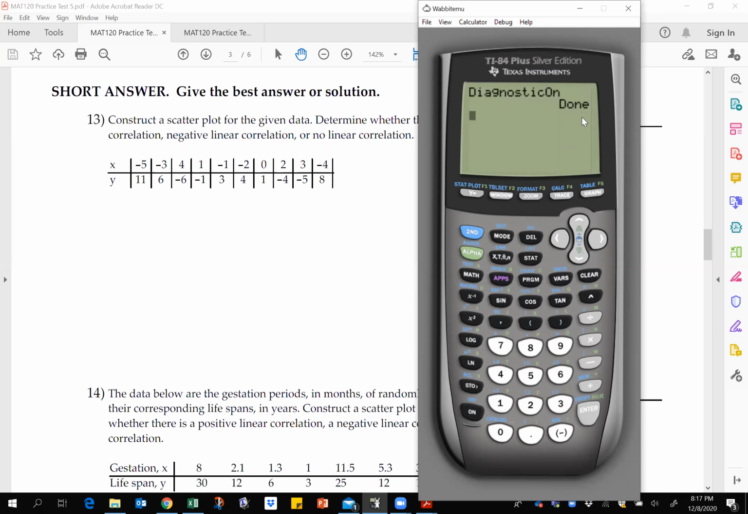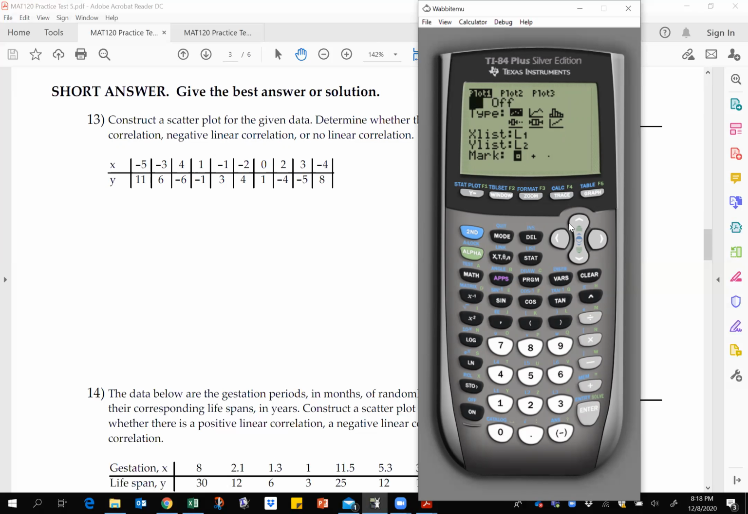The second thing we want to do, because we want to do a scatter plot, is turn our stat plot on in our calculators. To do that, we hit the second y equals key, which will bring us into the stat plot menu. I want to turn plot 1 to on. Right now it's turned off for me. So I'm going to hit enter to get into that menu, and I want to toggle it from off to on.